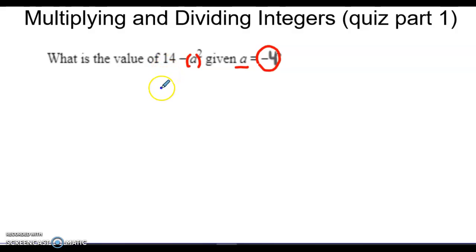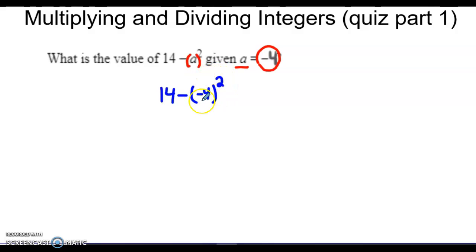So I'm going to bring the 14 straight down. I'm going to bring the minus sign straight down. And I'm going to bring the squared straight down. But instead of writing a, I'm going to substitute in -4. And those parentheses are very important. Now we can solve this using the order of operations or our calculator. I will show you both.